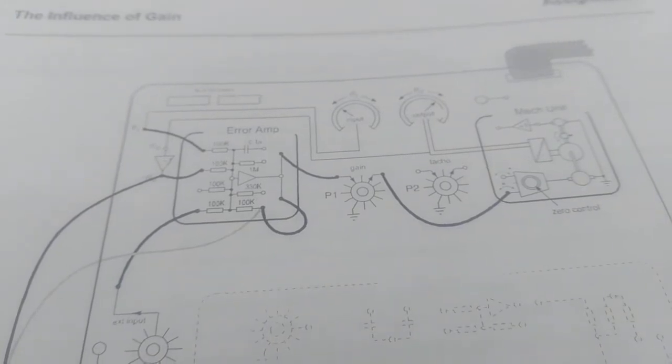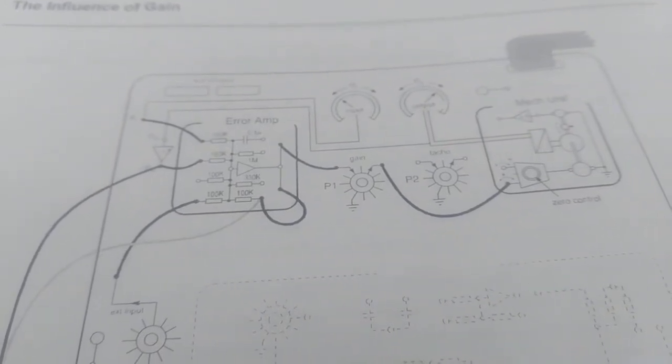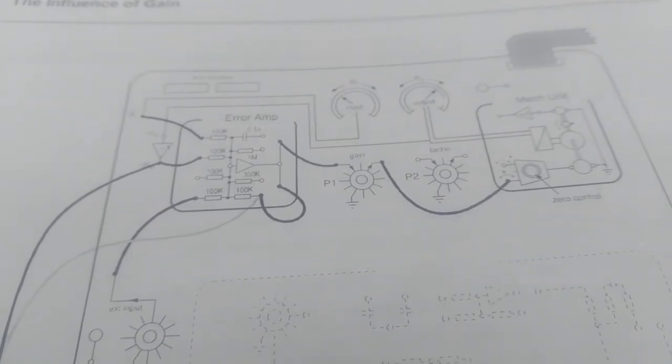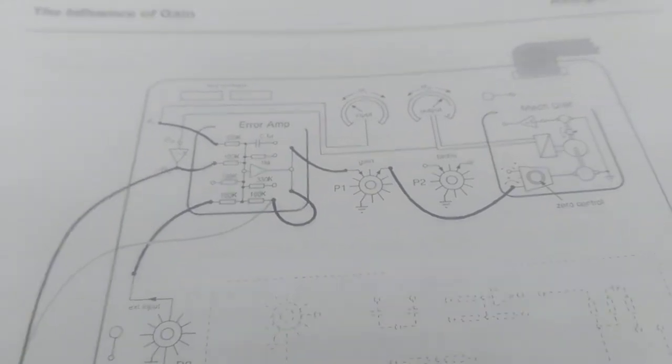Today we will perform the velocity feedback for the position control of the DC motor. So here the DC motor will follow the input square wave trajectory. This is the circuit diagram.